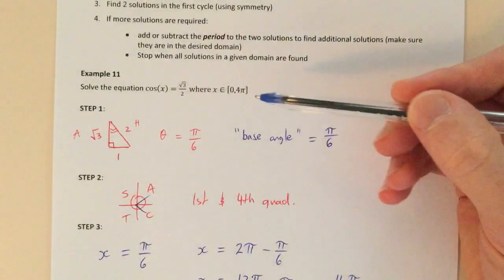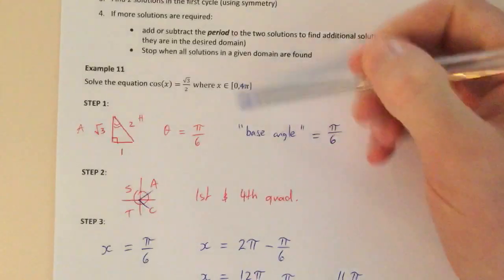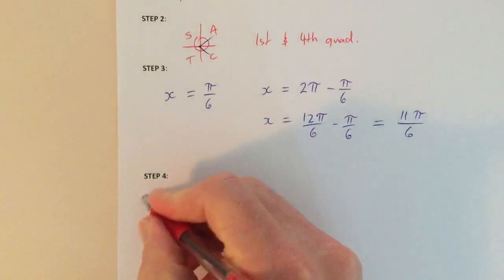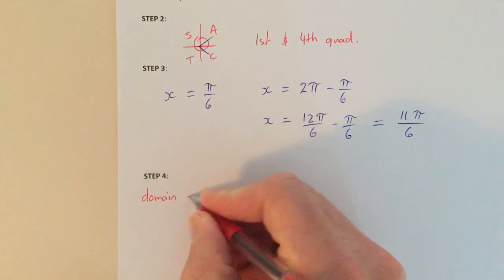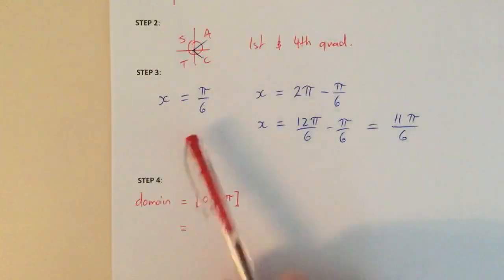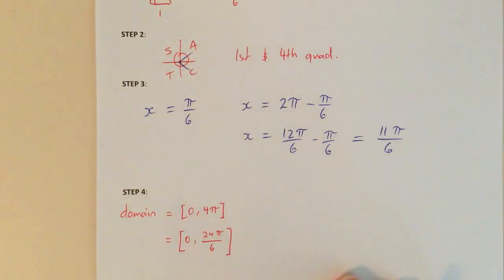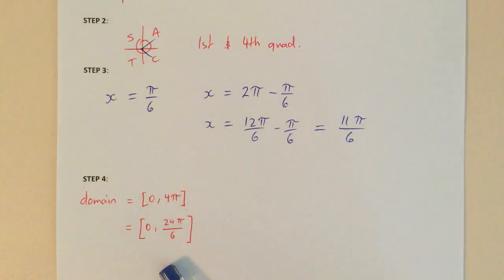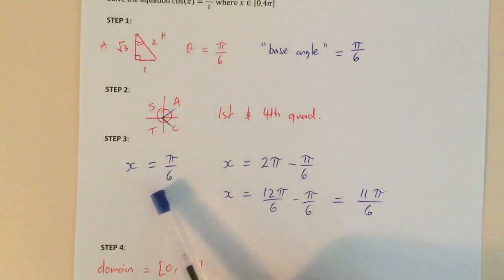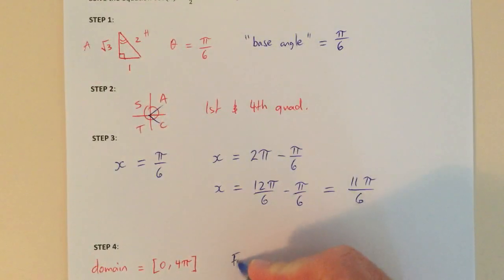At this stage you would now start to think about this domain of 0 to 4 pi. Both of those solutions are inside the domain. If it helps you, you might rewrite that domain, but because our solutions are over 6, we might want to think of it as 24 pi over 6. It just makes it a bit easier to compare. So pi on 6 and 11 pi on 6 are both inside this domain, which is what we want. We need to find if there are any further solutions, because the way that circular functions work is if you start from x equals pi on 6 and then add 1 period or subtract 1 period, you keep coming back to the same value.